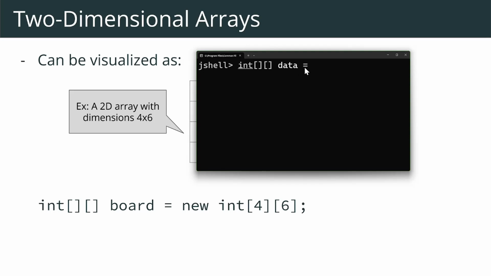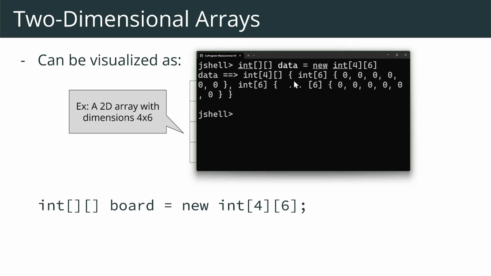I'm going to give it some memory. So on the right side of the equal sign, this is allocating memory for it. In particular, I'm going to allocate memory for a 4x6, meaning that there's going to be 4 arrays, and in each of those arrays, there's going to be another array of size 6. So it's going to be 24 in total. Okay, so I just went ahead and declared a two-dimensional data structure.